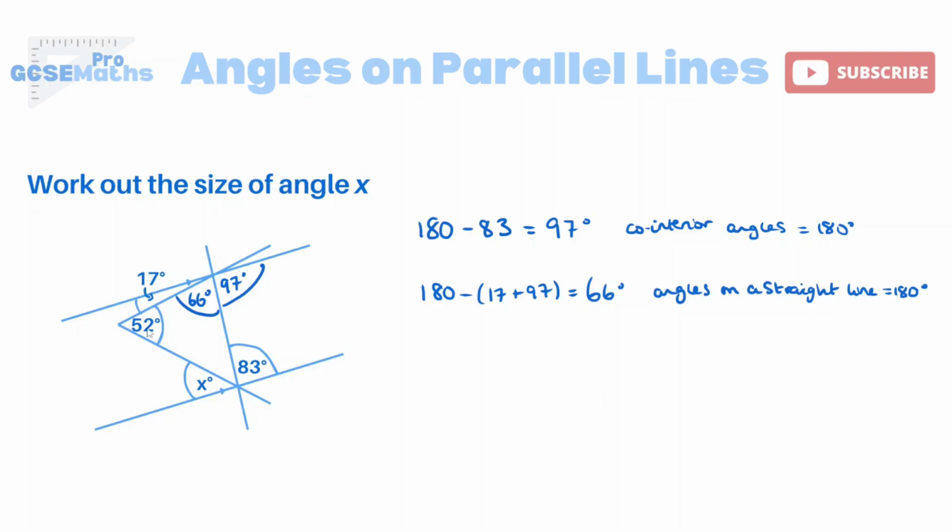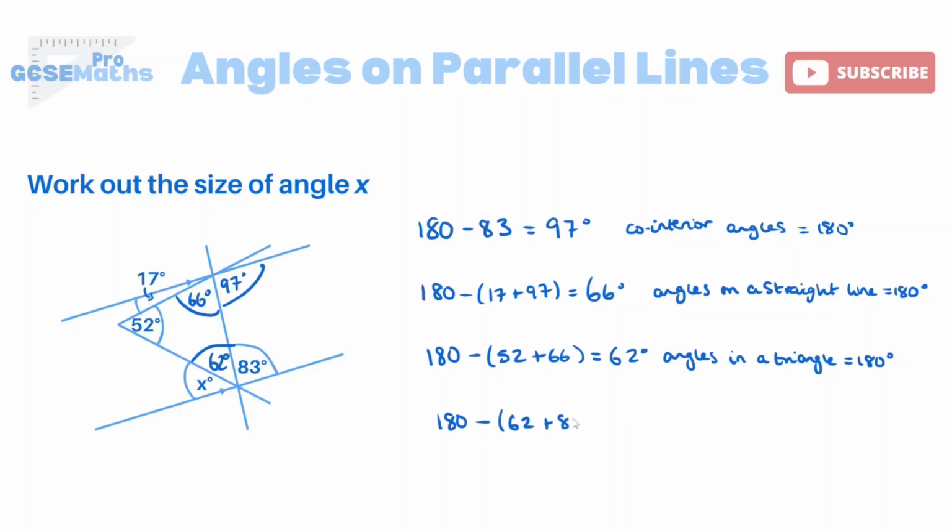So that's for the angles on a straight line. Now I can work out this final angle here by using the triangle. Again, another 180, but all 3 of them are for separate reasons. So 180 minus 52 plus 66, which gives me 62 degrees for this angle here. And finally, we can use angles on a straight line again to work out X. So 180 again, minus 62 plus 83 gives me 35 degrees, and that is X. So X is 35.